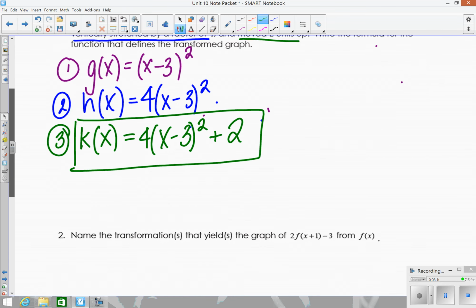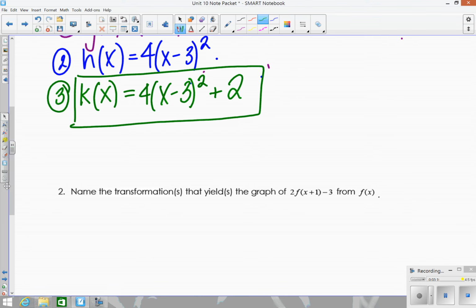So let's look at basically going the opposite way. So this example here says name the transformations that yield the graph of 2 times f of (x plus 1) minus 3 from this parent function. So it's asking us what happened here. So if it doesn't specify an order to go, like it doesn't say, oh, go down 3 units first, if it doesn't specify, you just read this left to right.